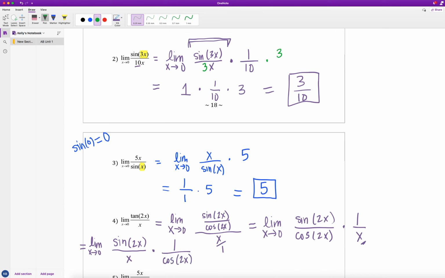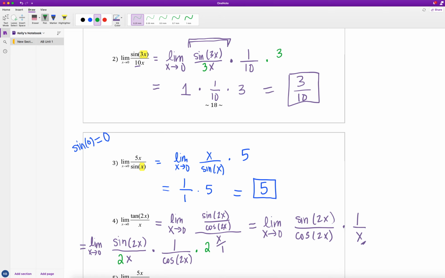Now, if I think about this, I'm going to ignore the cosine for a second and just focus in on the sine of 2x over x. What would I need to do here so that I can apply my special trig limit? Well, what I would need is a 2 in the denominator down here so that the 2x also has a matching 2x in the denominator, because the stuff inside the sine can't change. But it wouldn't be fair to just divide by 2. I also have to multiply by a 2 to keep this equation balanced.